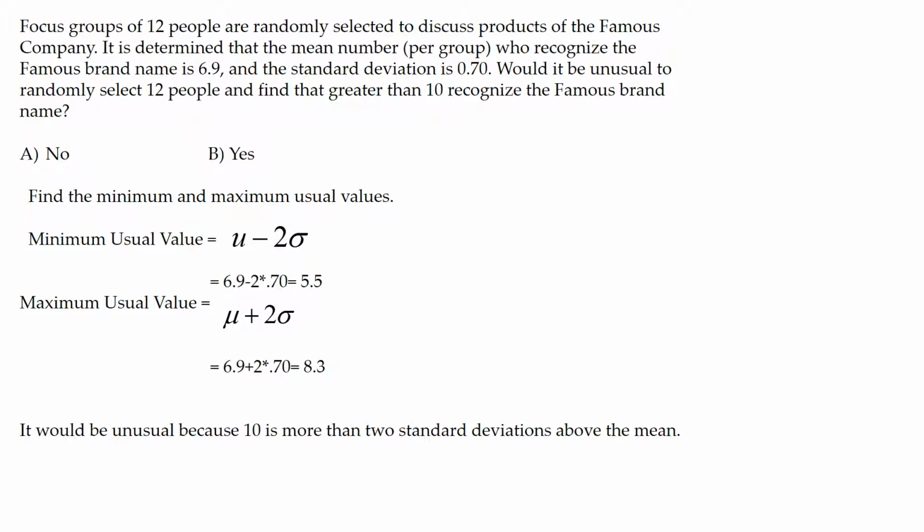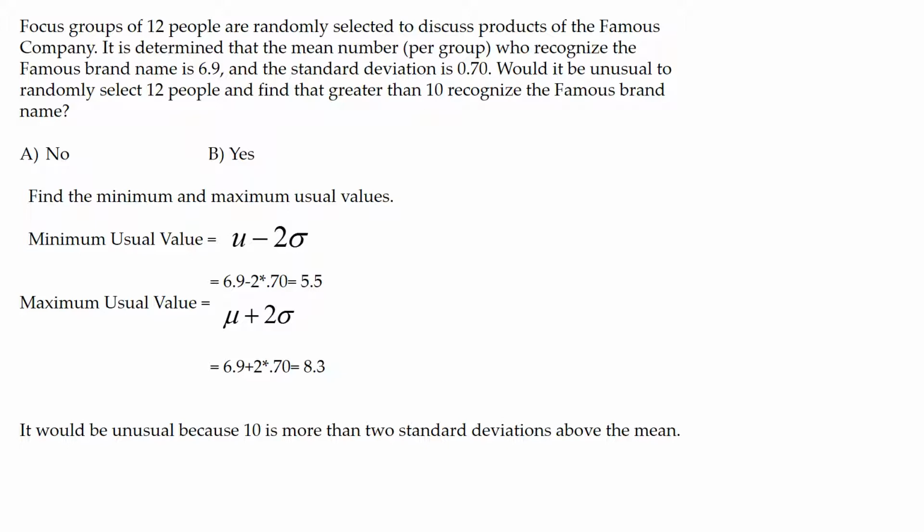Question 11. Focus groups of 12 people are randomly selected to discuss products of the famous company. It is determined that the mean number who recognize the famous brand name is 6.9 and the standard deviation is 0.70. Would it be unusual to randomly select 12 people and find that greater than 10 recognize the famous brand name? To answer the question, you have to determine the minimum and maximum usual value.